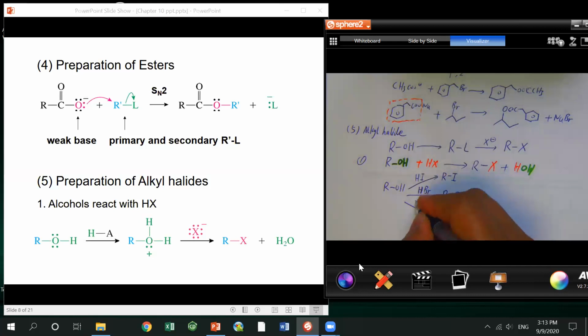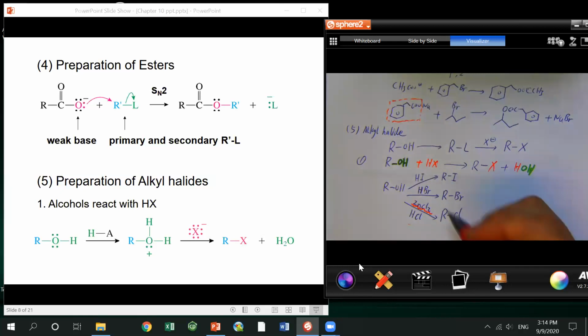So you have to add zinc chloride plus HCl. The reason is that HCl is a strong acid, but not as strong as HI and HBr. So we need to add a Lewis acid, zinc chloride. That makes the OH a better leaving group, and then you can do the substitution reaction. That's one thing to keep in mind.